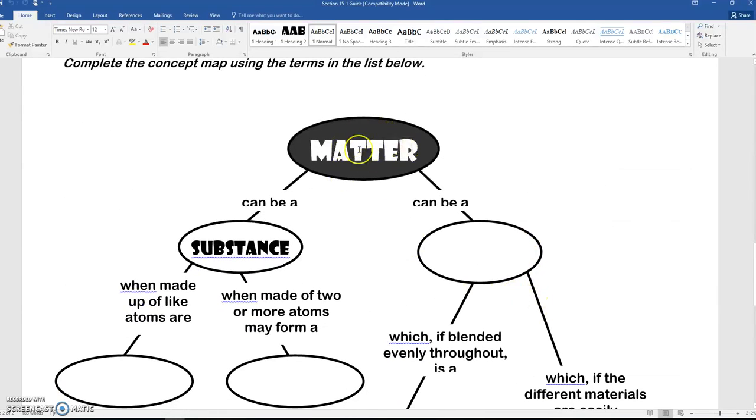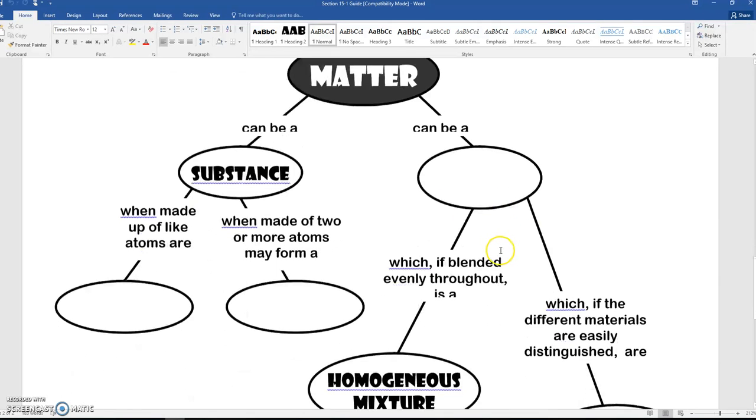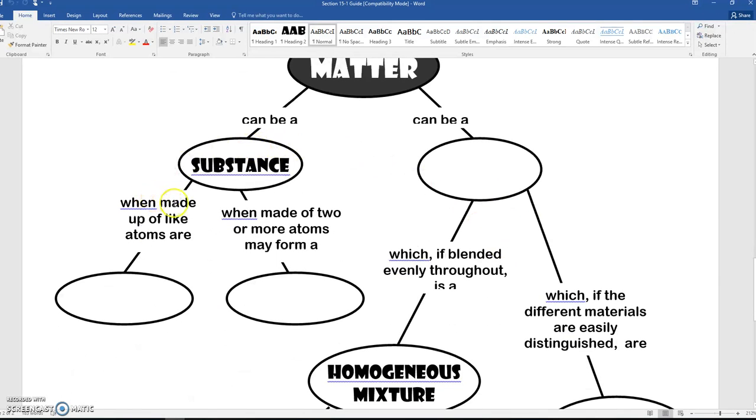So we can take all matter, all the mass that's out there, and divide it into 2 different groups. It can be a substance or it can be a mixture, which is the missing bubble here. A substance made up of like atoms is an element. So if all the atoms are the same, it's an element. If it's 2 or more different atoms, it's a compound.